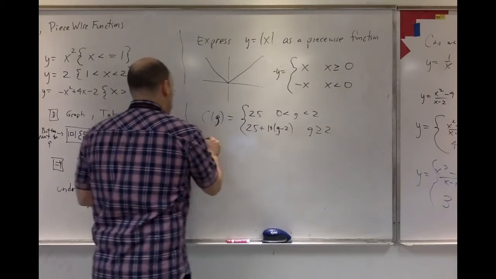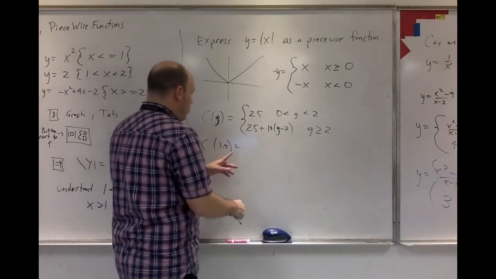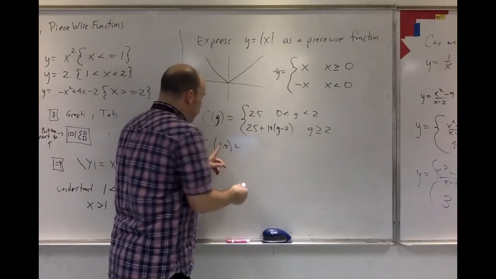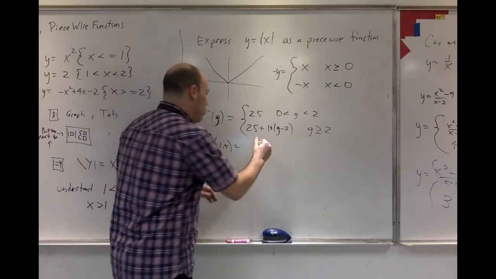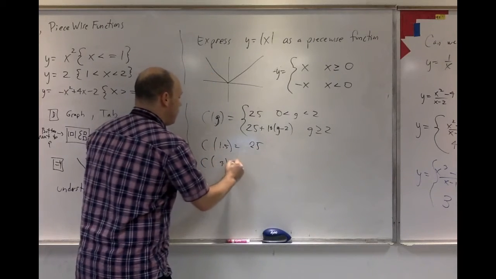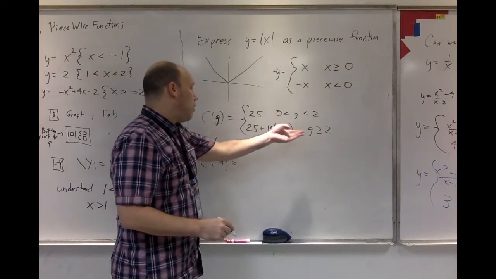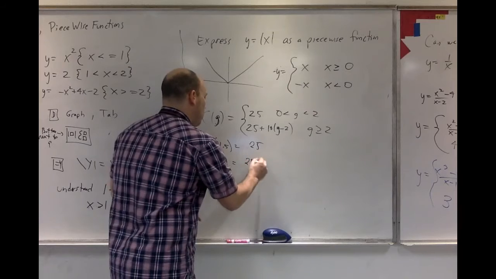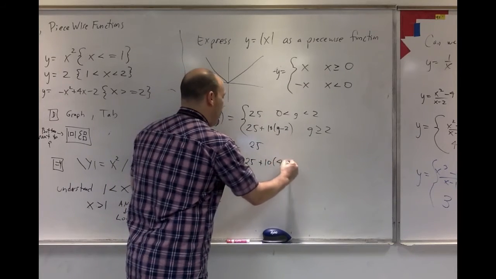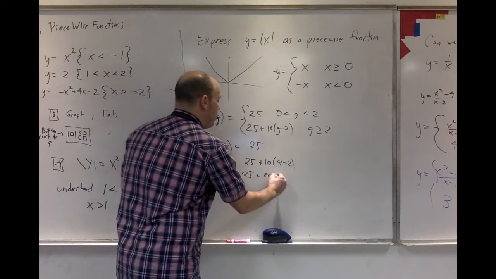We just know, so C of 1.5 is equal to, well, where is 1.5? Which rule do we use? We use the first one. So if you use 1.5 gigabytes of data, you only have to pay $25. But if you use 4 gigabytes of data, you're in the second rule. 25 plus 10 times 4 minus 2, which is 25 plus 20, which is $45.